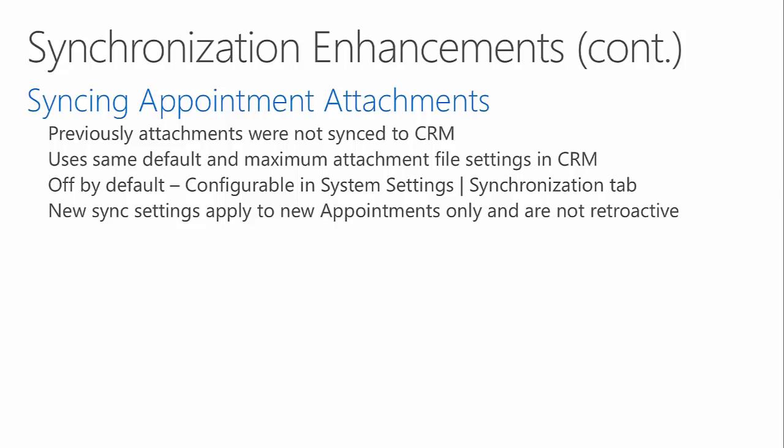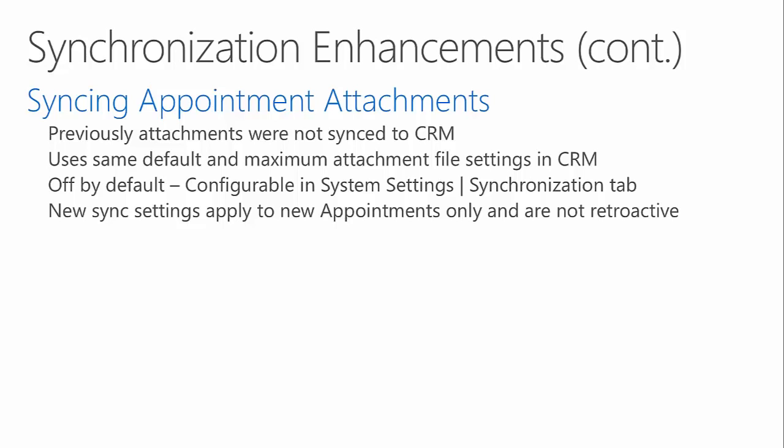This uses the same default and maximum attachment file size in CRM as emails and other things that you have set up and you're used to configuring. So it's going to have that by default. That's 5 megs. You can increase that up to 32 megs, just like you can for email attachments and just attaching files to CRM in general.